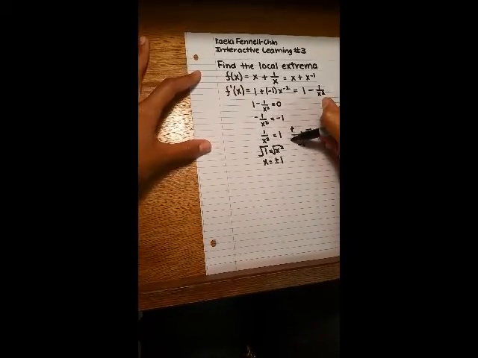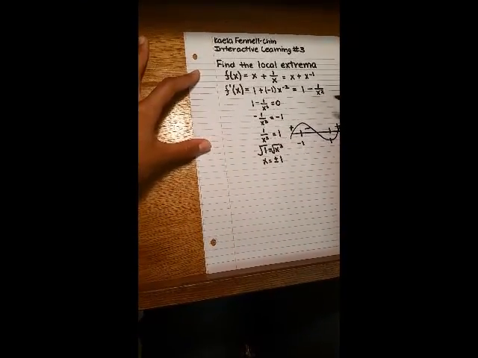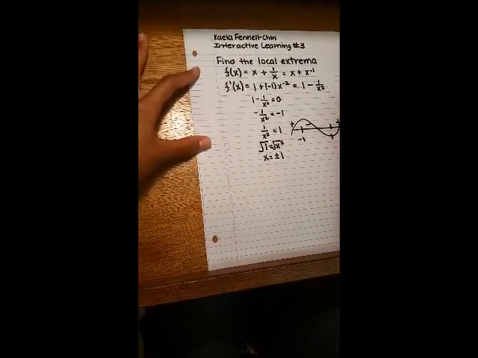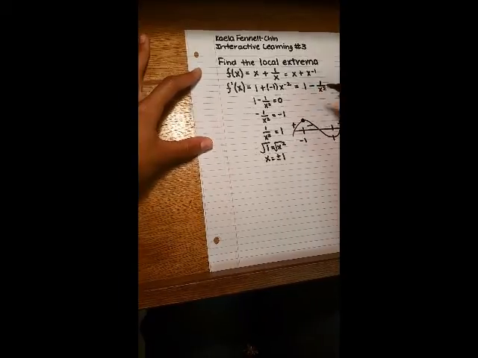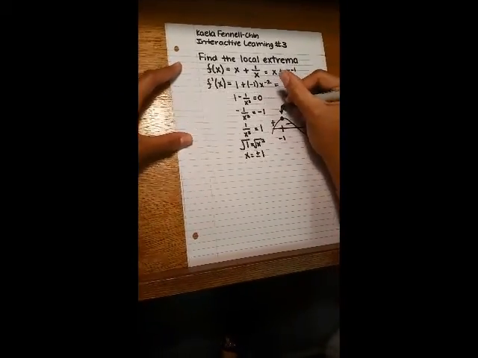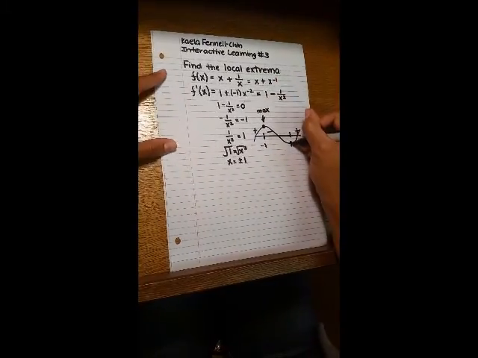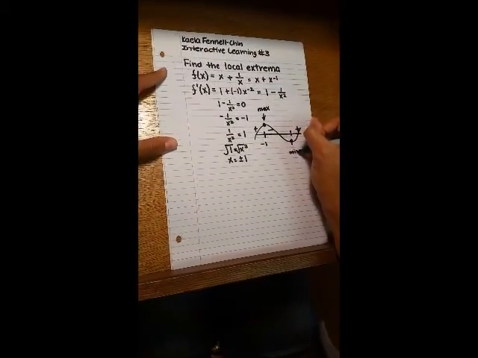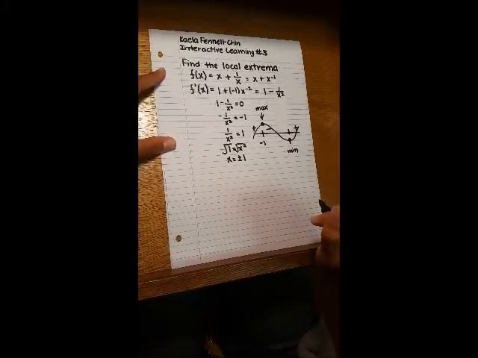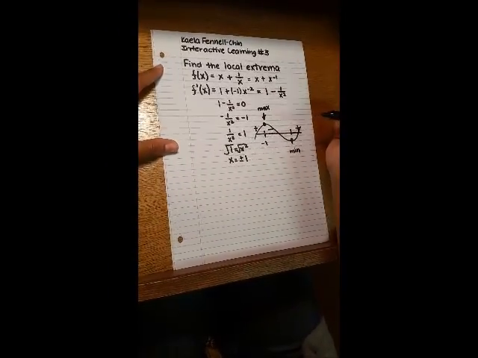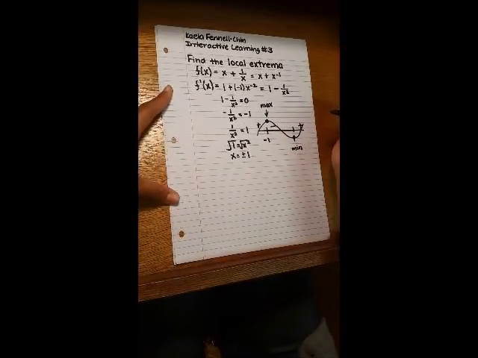So it kind of looks something like this, just to look at the slope of everything, because it's increasing, then decreasing, then increasing. So at your negative 1, you're going to have a max. And at your 1, you're going to have a min. So this is what it would kind of look like for the derivative of it. And we're trying to find our local extrema.